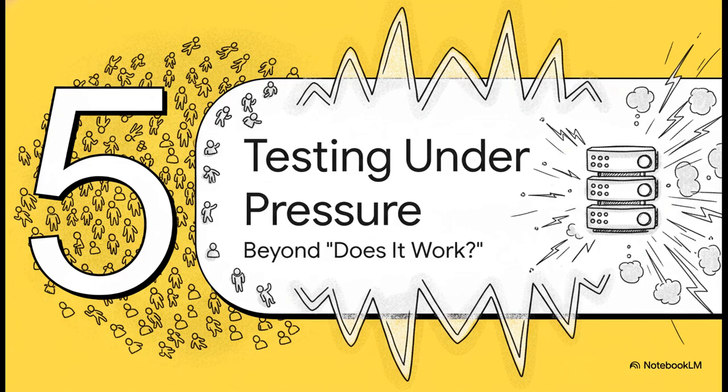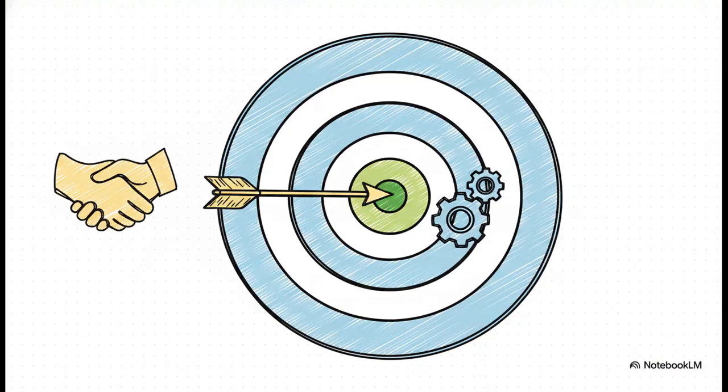Okay, so our app works, the buttons click, the data shows up. We're good, right? Well, what happens when 1,000 people try to use it at the same time? Or 1,000,000? Now we have to go beyond just asking, does it work, and start testing under pressure. And to do that, you need to know two really important acronyms.